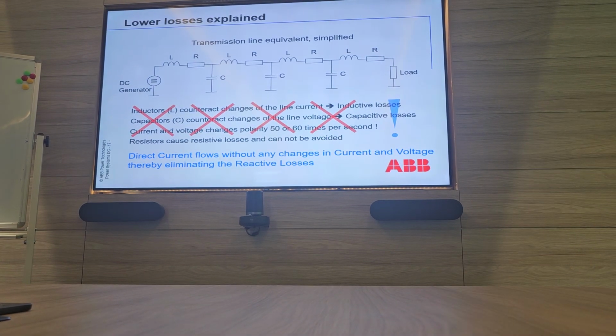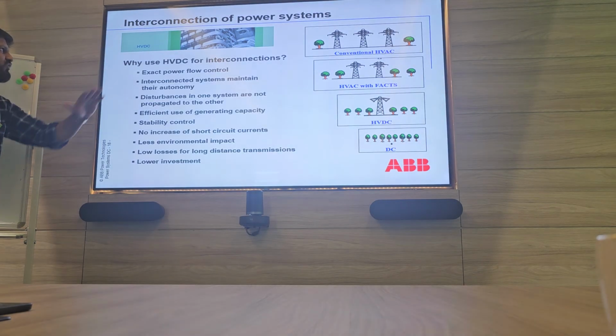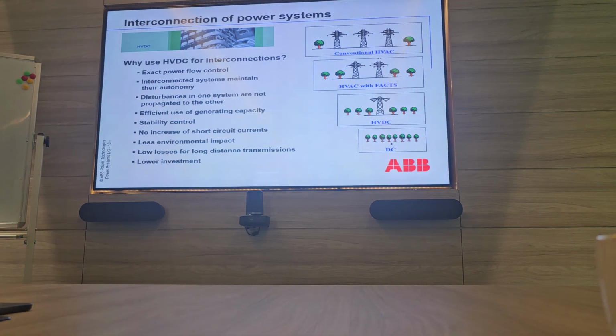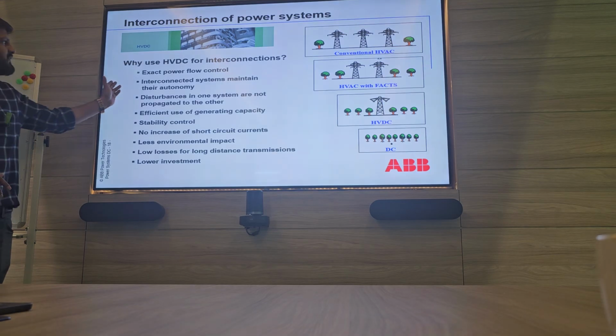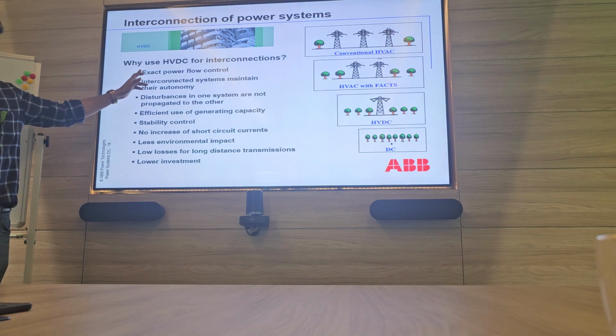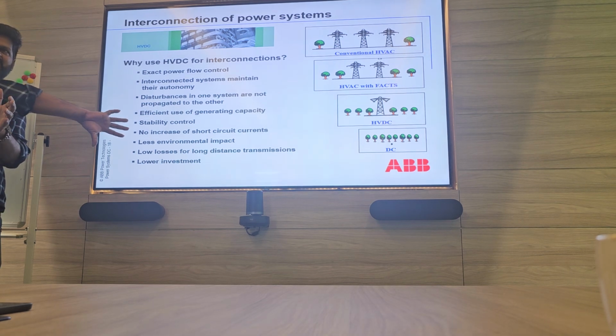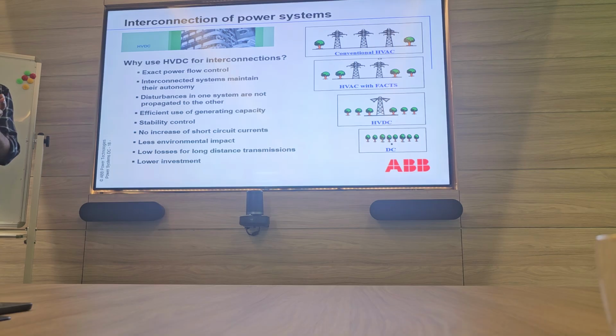So that is the way we have fewer losses in the DC system. So these are a few of the advantages of why we go with HVDC for interconnections. Exact power flow control is there because the angle is independent here, and systems maintain their autonomy. HVDC works like a firewall: AC network disturbances won't travel to the other side, because HVDC acts as a block.